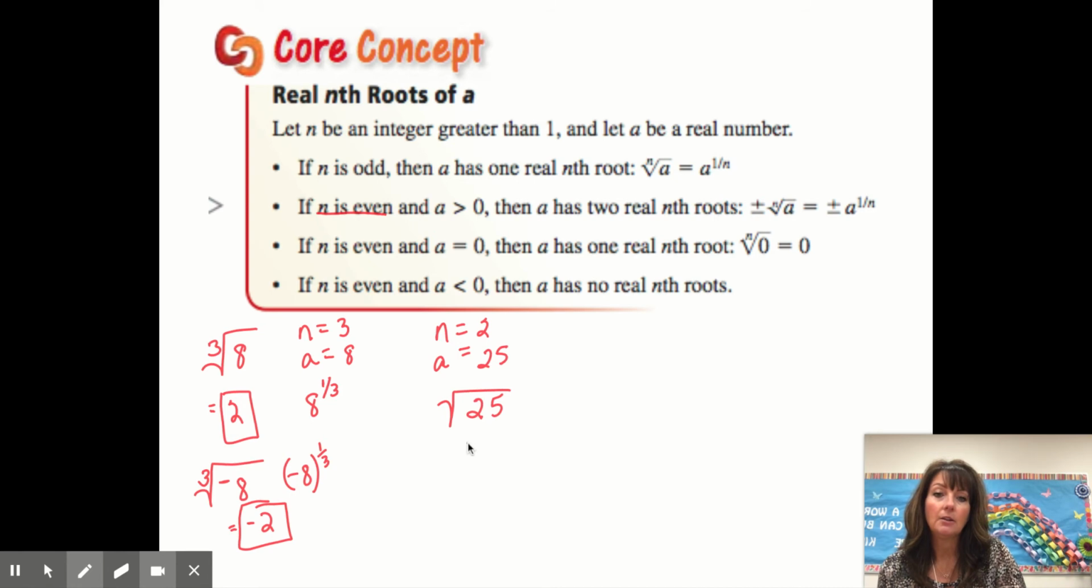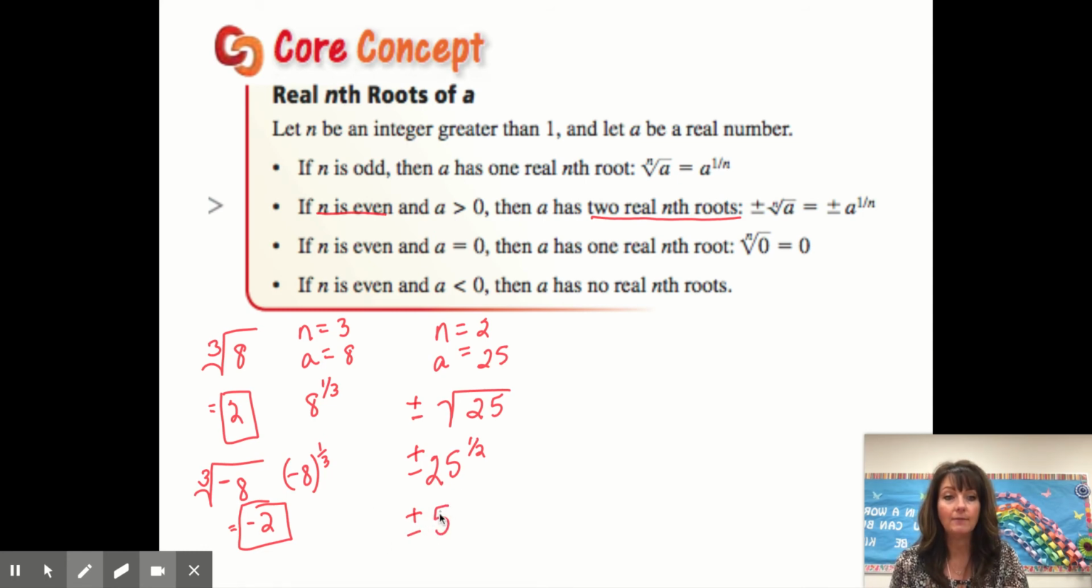What we can say is that we have this positive negative because there's going to be two roots when we have two real roots. That's what this is saying. Positive, negative, because n is even. This is the same if you do the fourth root or the sixth root or the eighth root or whatever. There will always be two possible solutions. So this is like plus or minus 25 to the 1/2, right? And the solution to this is plus or minus 5.